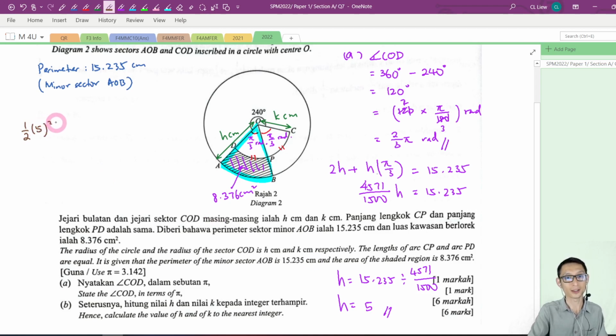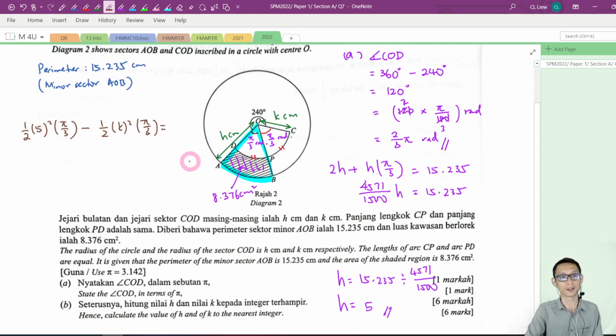1 over 2 r squared theta. The theta is pi over 3. Okay, this is the area for the larger sector, minus the area for the smaller sector using the same formula. 1 over 2 r squared theta. Now we don't know the r, the r is k, right? K squared. The theta is still the same, pi over 3. Okay, now it will be equal to the area of the shaded region, which is given by the question, 8.376.